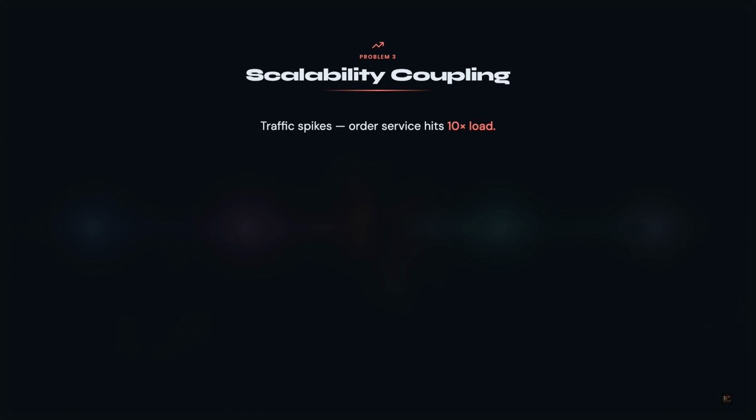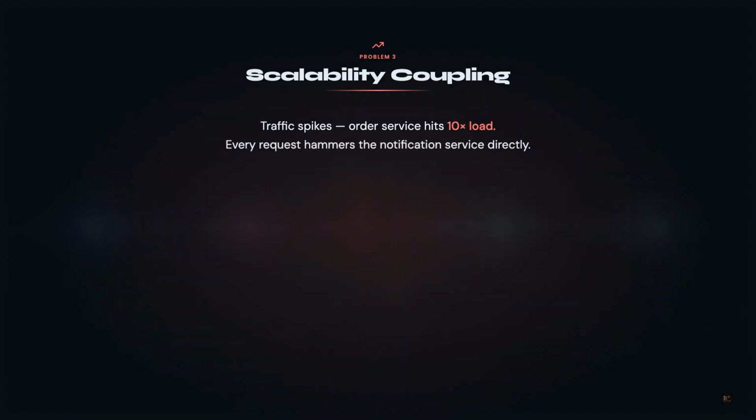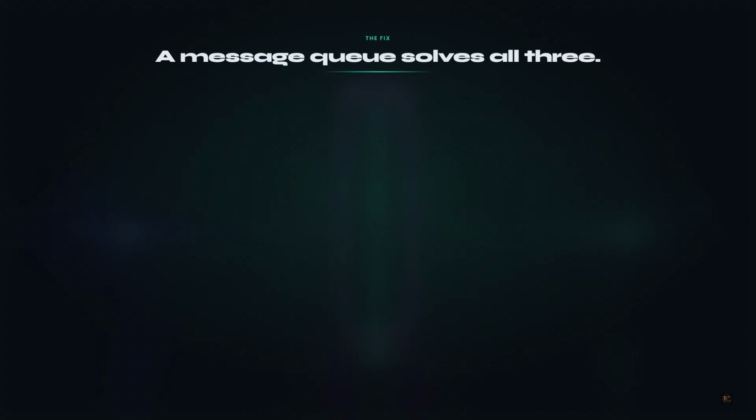Problem 3. Scalability coupling. Traffic spikes. Your order service is suddenly handling 10x load. Every one of those requests is hammering the notification service directly. The notification service gets crushed. Everything backs up. Pause. A message queue solves all 3.